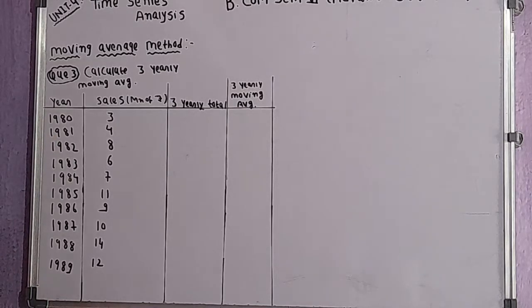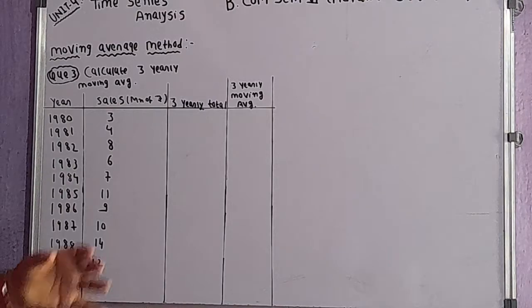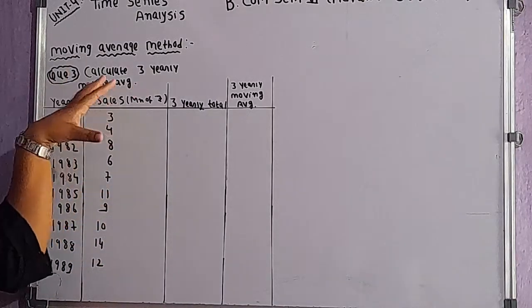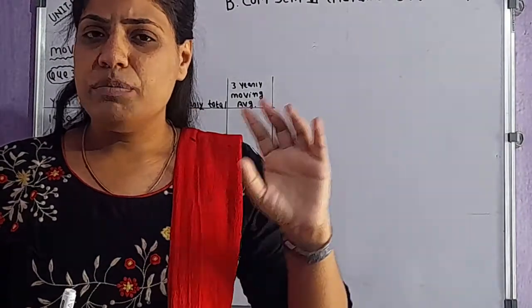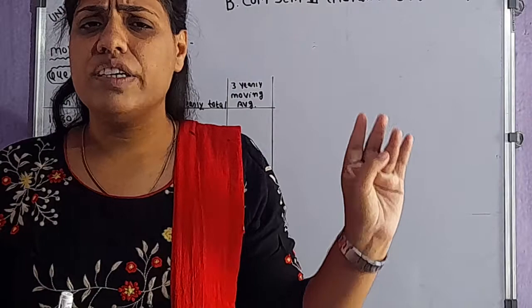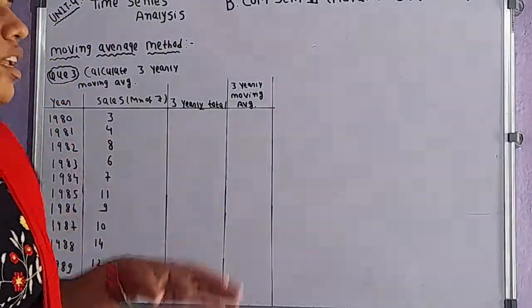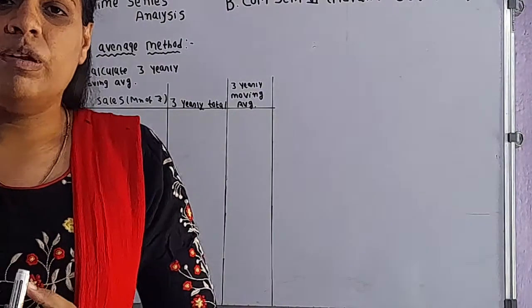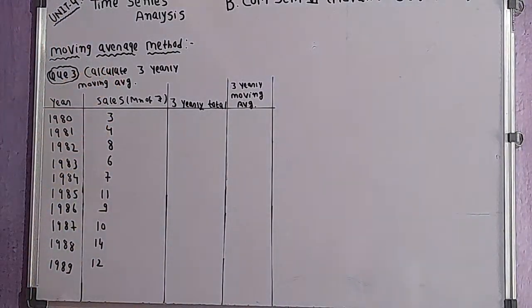Now we are going to see the numerical example of moving average method. Here we have been asked to calculate 3-yearly moving average. Moving average can be calculated for any number of years. It might be 3 years, 4 years, 5 years, 6 years, or any number of years. But in our syllabus we have to see two types of problem, the 3-yearly moving average and the 5-yearly moving average. So let's go for the 3-yearly moving average first.